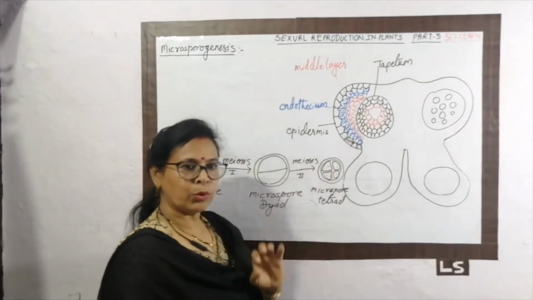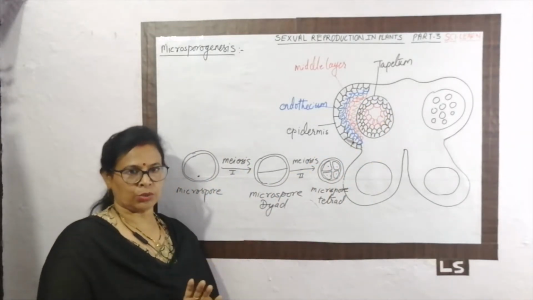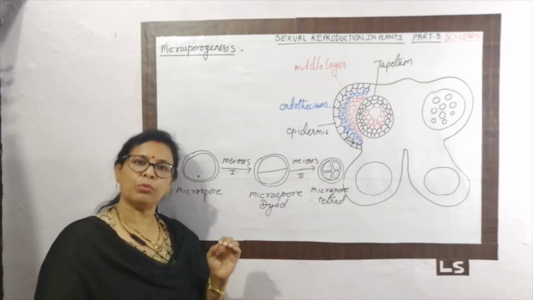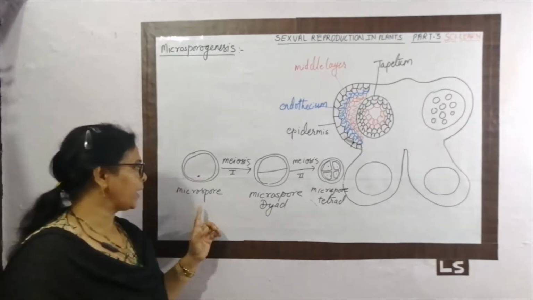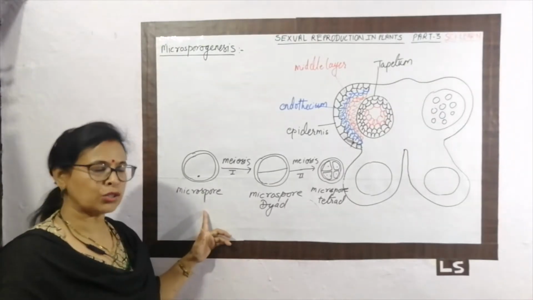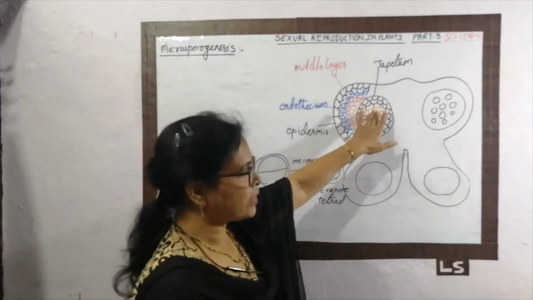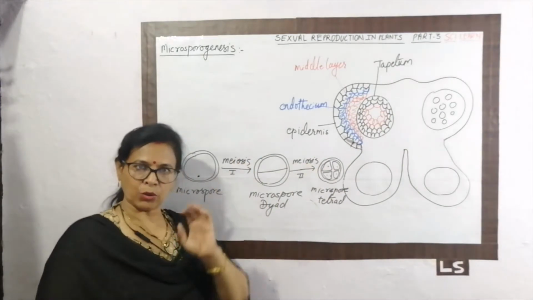What is the role of the sporogenous tissue? The sporogenous tissue is actually the potential pollen mother cell. They are responsible for the formation of microspores. And how is this process going on? Each cell present here separates as a microspore.